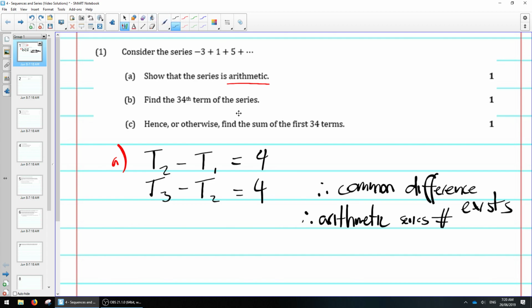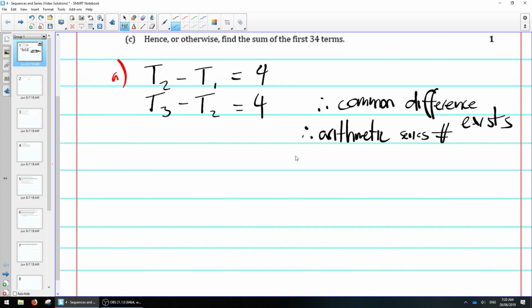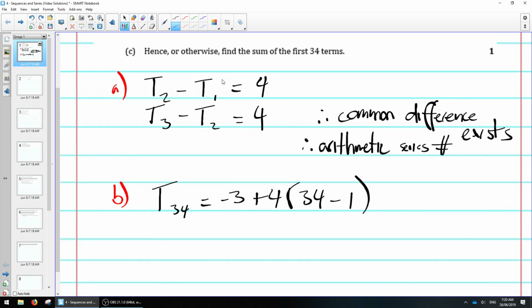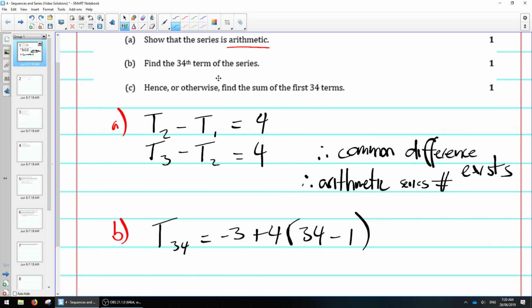Next, we want to find the 34th term in the series. So this is just using your Tn formula, which will be on your formula sheet. So we have T34 would equal -3 plus 4 lots of 34 minus 1, because you would remember the Tn formula is a plus d times n minus 1. So I'm just subbing in all those bits.